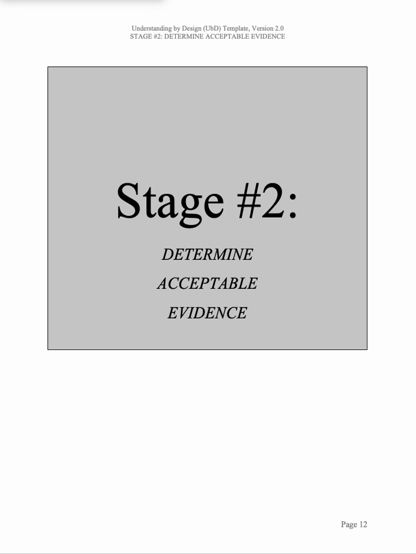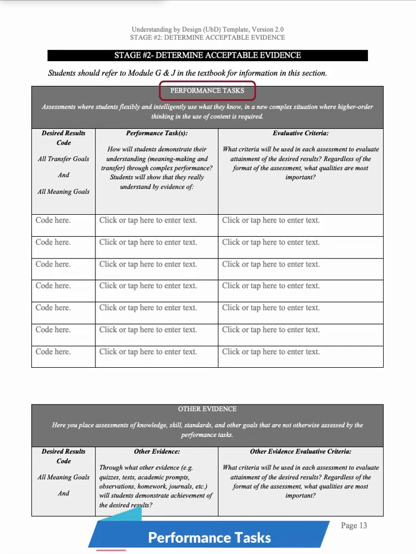My name is Elizabeth Jones, and I am here to discuss Stage 2 of Understanding by Design, or UbD. Stage 2 focuses on using assessments to have students exhibit their evidence of learning and show that they have gained a deep understanding of the information. The template starts with performance tasks.